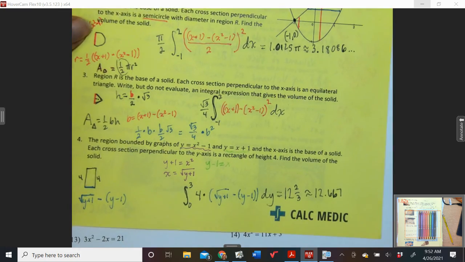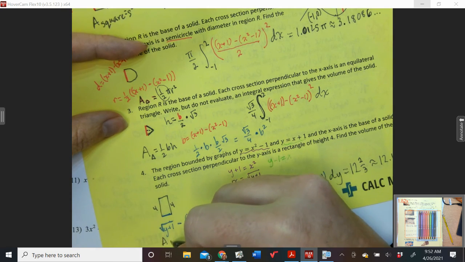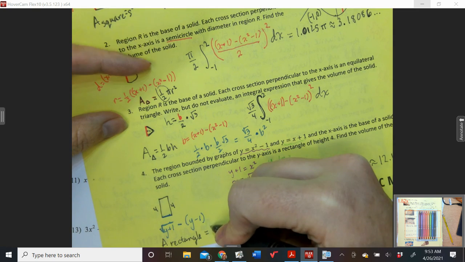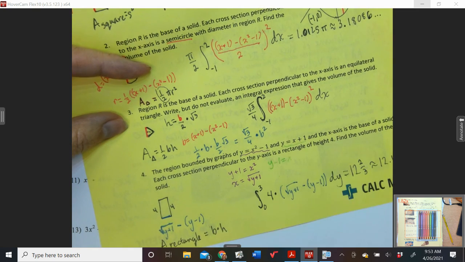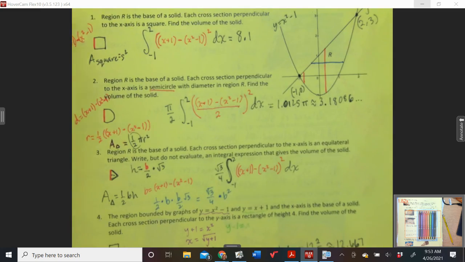I did neglect to write over here that the area of a rectangle is equal to base times height. Or length times width, whatever. Same idea. Okay. All right.